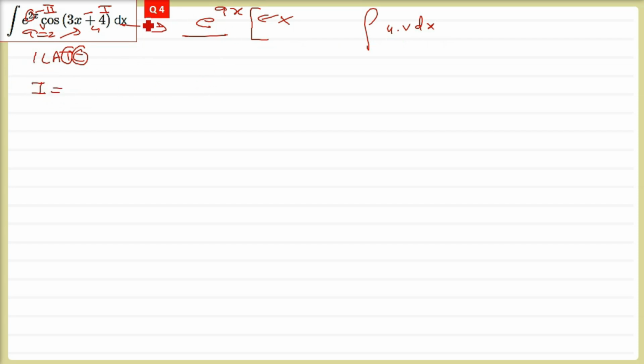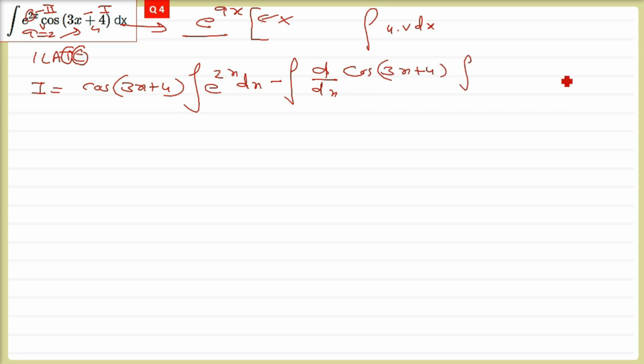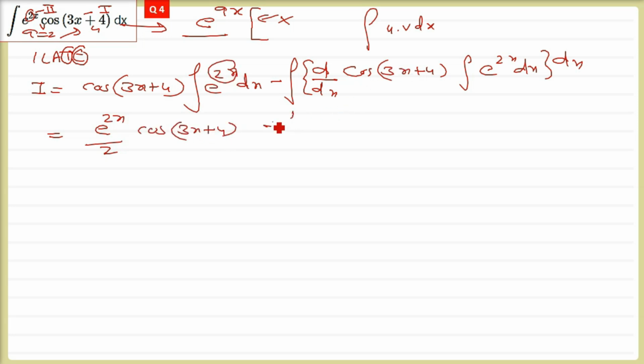So this I will be cos(3x + 4) times the integration of e^x dx, minus the integration of the differentiation of cos(3x + 4) times the integration of e^x dx, and then again it has to be integrated with respect to dx. So e^x will be e^x by 2, cos(3x + 4) remains like this, unchanged. Cos has a negative sign, so minus minus positive, sin(3x + 4).